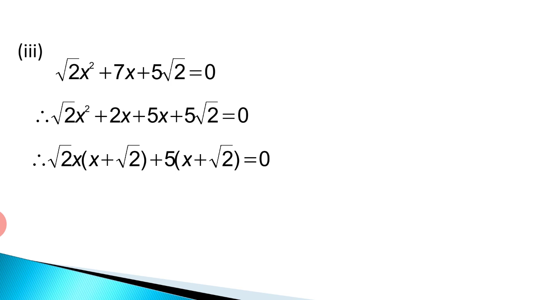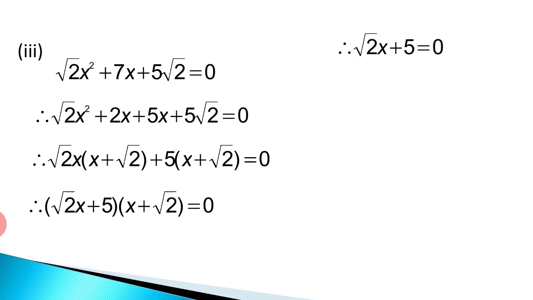From the next two terms it is very easy. 5 is clearly common in both the terms, so we can take 5 common, so it will be x plus root 2. Now x plus root 2 is taken common, so what is left there? Root 2x plus 5. Now again there are two factors and the product of those two factors is 0, so each one should be equated to 0 to get the roots.